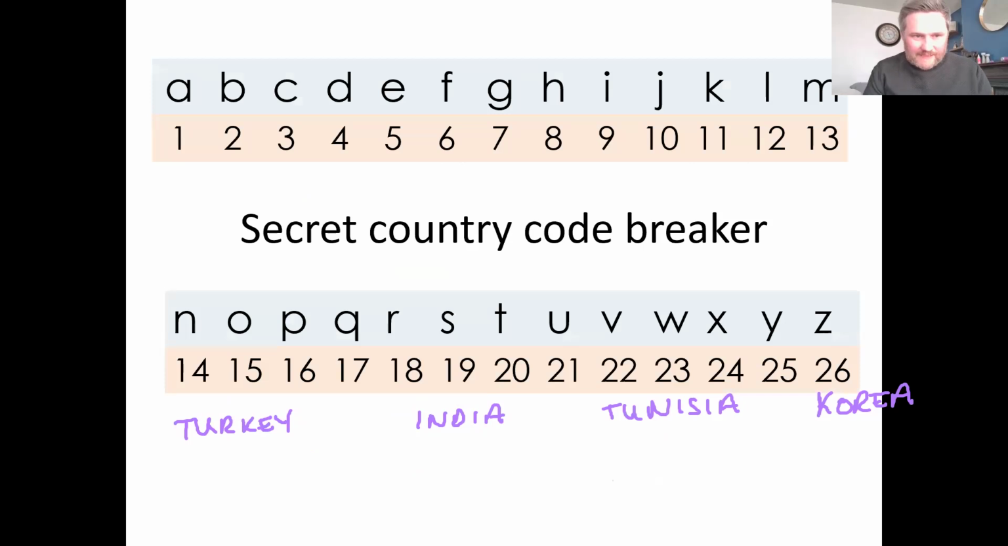So let's do one together if you like. It would be Canada. Okay, so I'm going to choose India. We'll do India together, and then I'll let you guys have a go at the rest on your own. So India, I would have I, which is equal to 9, N, which would be 14, D, which would be 4, I, which would be 9, and A, which would be 1.